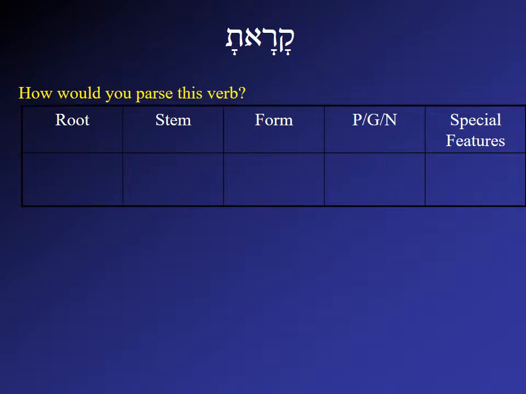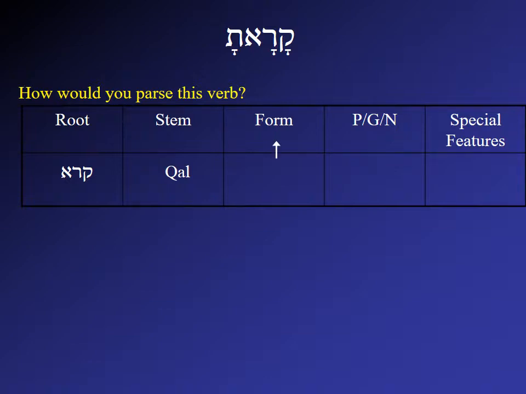Alright. So what we have here is a verb, and the question is, how do we parse the verb? Now, if you took the ta ending off of this verb, you would actually have a vocabulary word that we know, kara. So the root here is kara, which means to call or to proclaim. Without that ending of the ta, if it's just kara, it would be he called or he proclaimed. Now the stem is Qal, and we'll talk about that a little further in a minute, but it's indicated by those vowels under the qof and the resh.